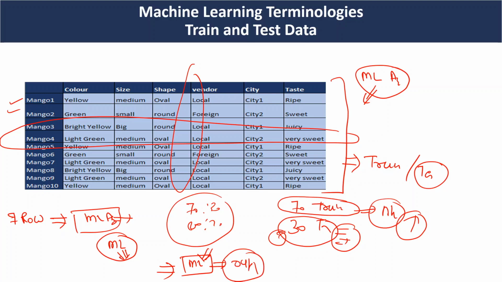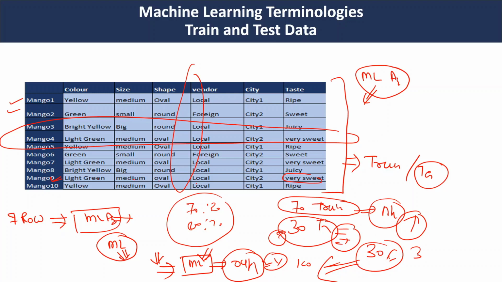This 9th row I will feed here: light green, medium, oval, local, city 2. If I put this data in, it should provide the very sweet output. So let us say it provides very sweet. It means 100% accuracy. But we cannot say 100%. We have to test all the 30% test data. Then we can check what the accuracy of this model is.